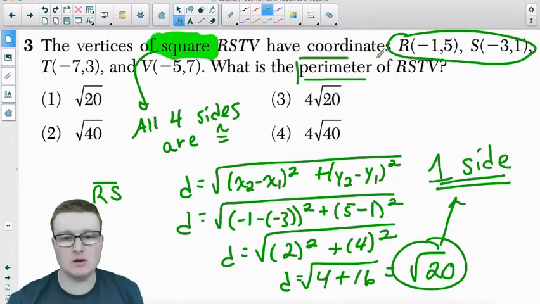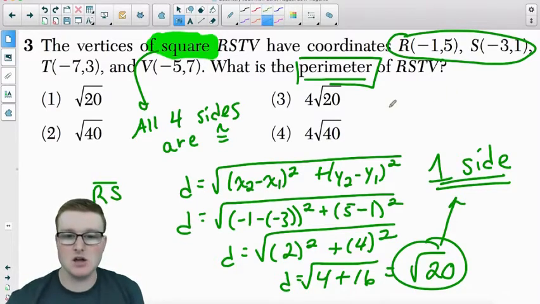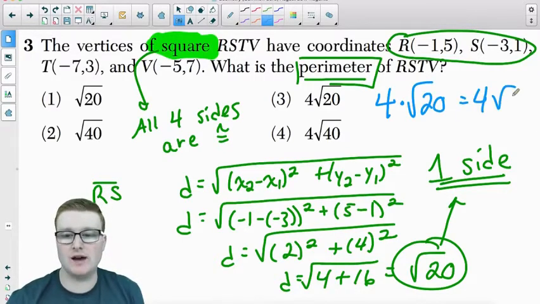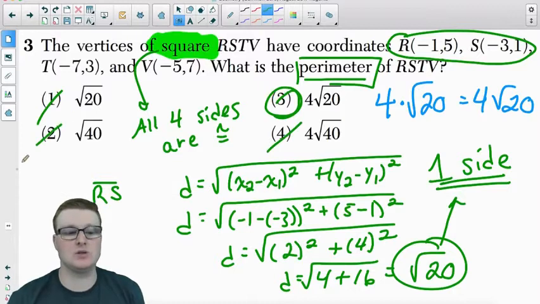To get the perimeter, well, there's 4 sides in a square, so you just simply take 4, multiply it by radical 20. Your answer is just 4 radical 20. That's how you multiply it. Your answer is choice 3. It is not choice 1. That's the trick. And it's certainly not choice 4 and choice 2. That makes no sense whatsoever. So your answer is choice 3.